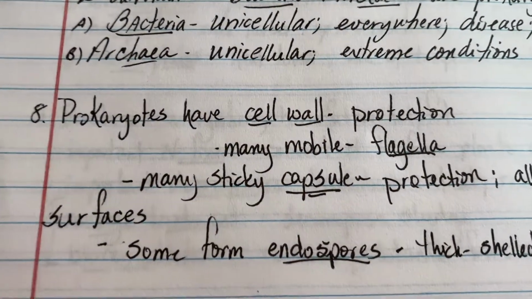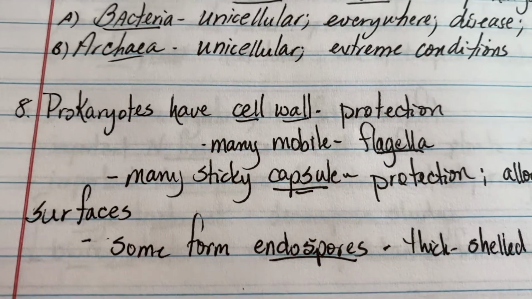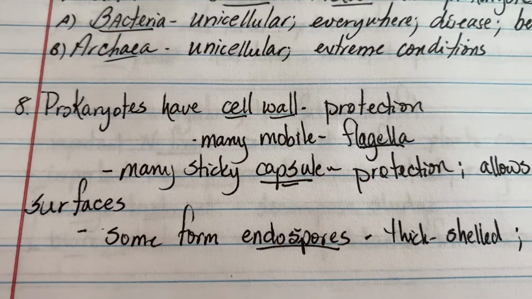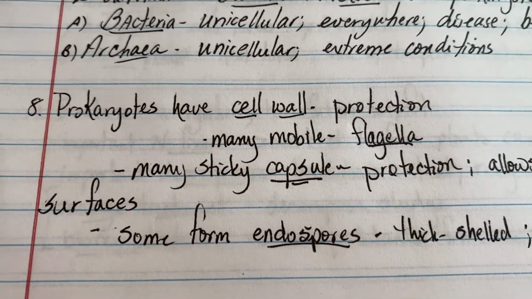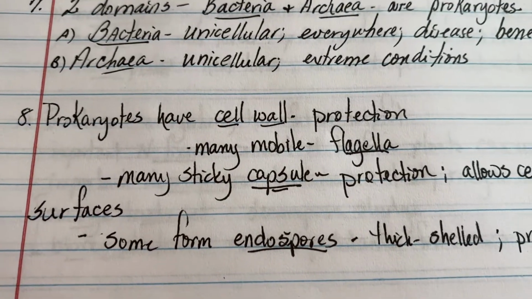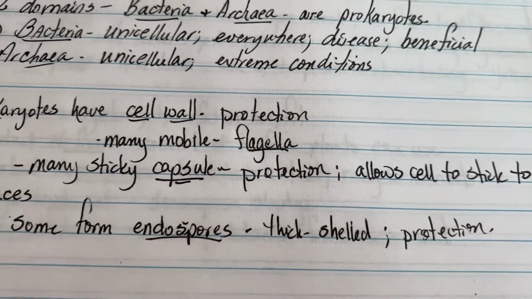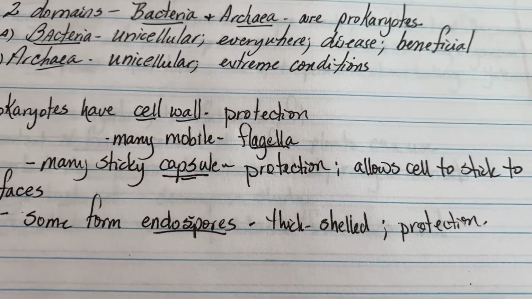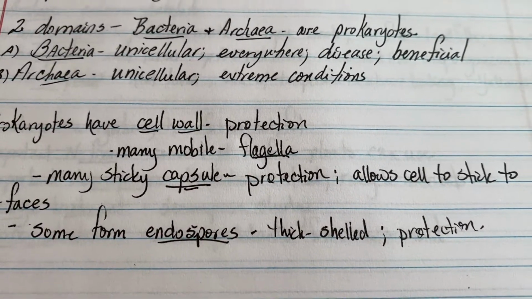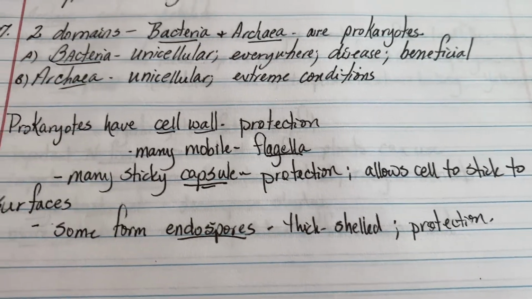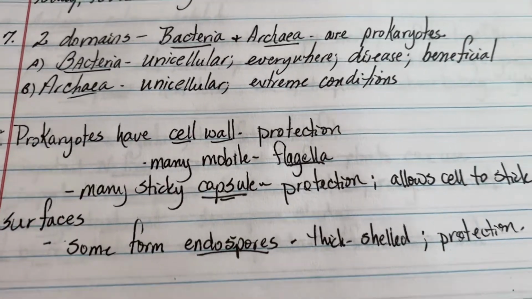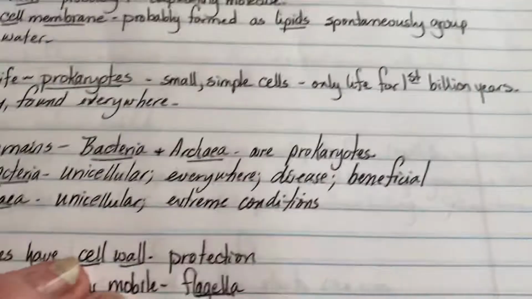Some of them form endospores. So, for example, if you're in a hospital situation and you're trying to clean, some bacteria can form endospores. It's a very thick shelled state, and that provides them protection until conditions improve. It's kind of scary. It's one of the reasons it's hard to keep medical facilities as clean as we would like.